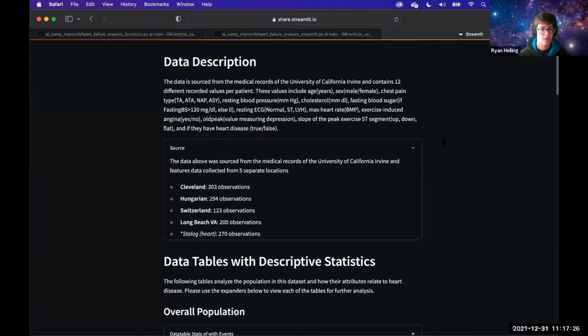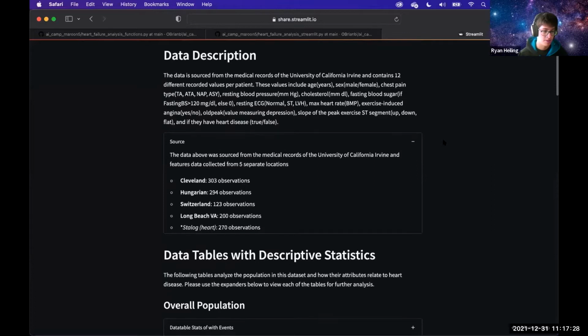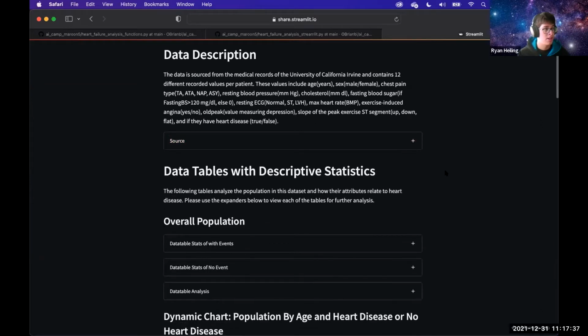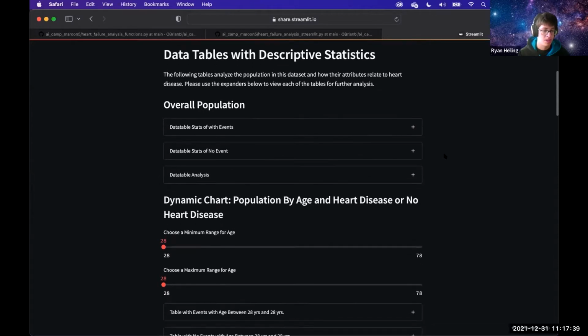This data from the University of California was sourced from 5 different locations, being Cleveland, Hungary, Switzerland, Long Beach, Virginia, and Statlog. With all that said, I'll now allow my group member to move on to the data tables.